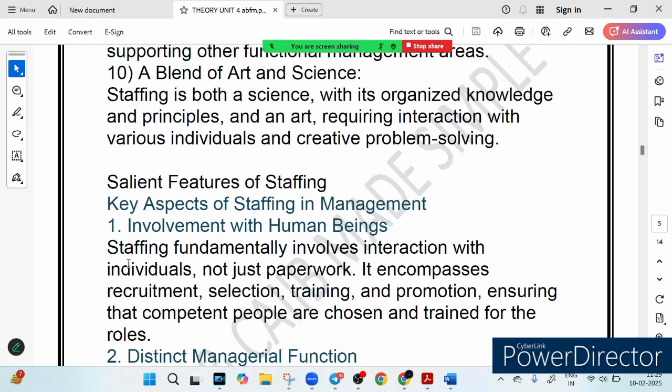So remember, staffing is much more than hiring. It is about nurturing talent and creating a winning team. I hope you find this explanation useful. Now let's talk about the salient features of staffing.